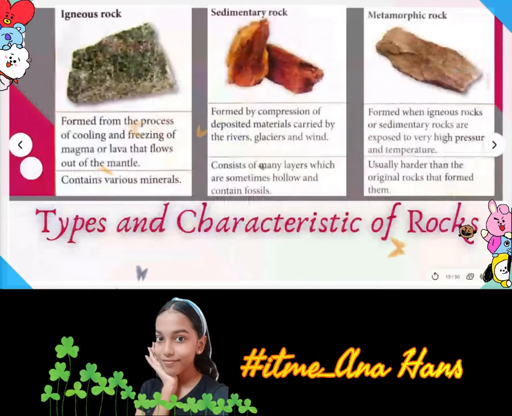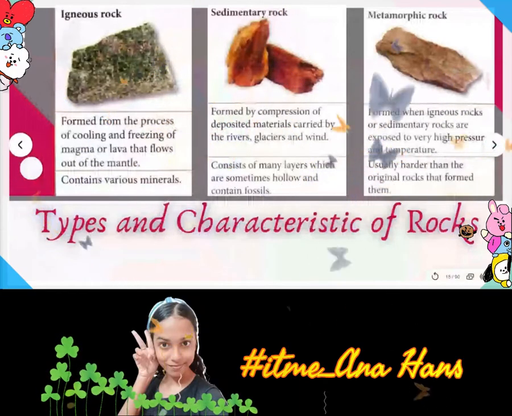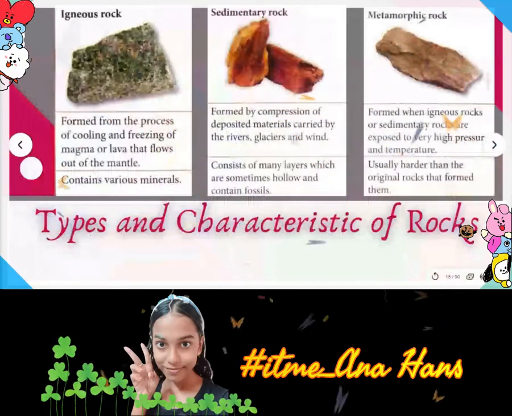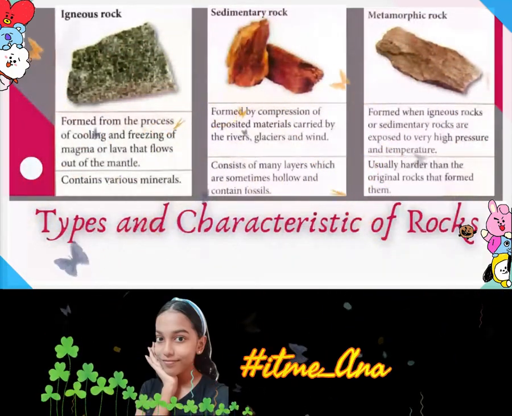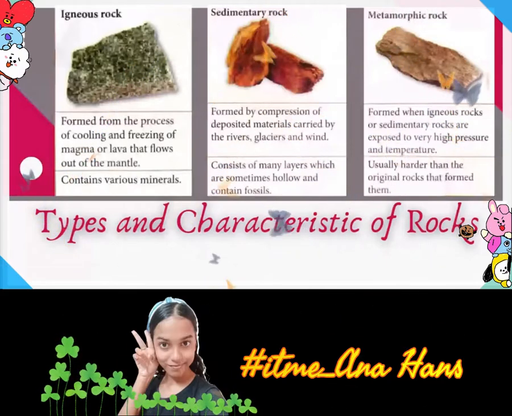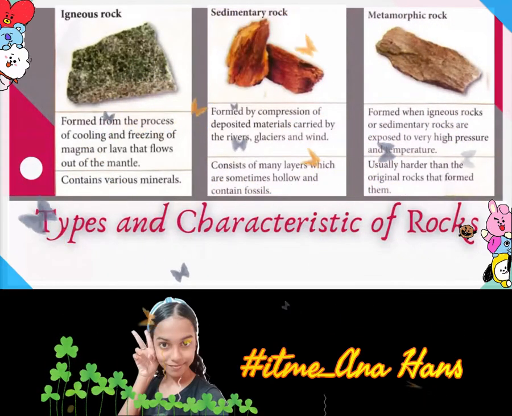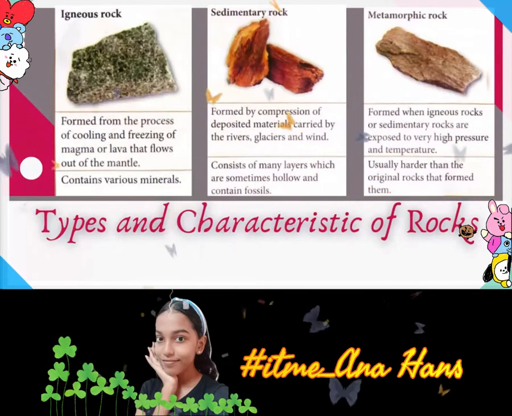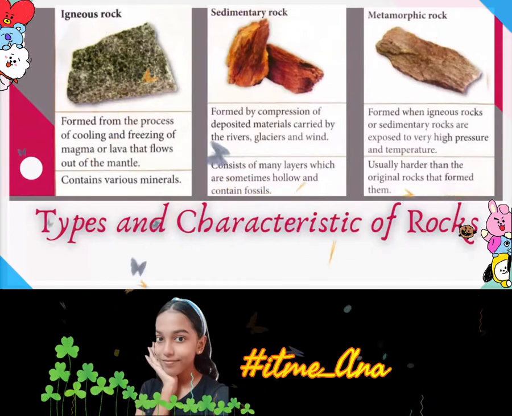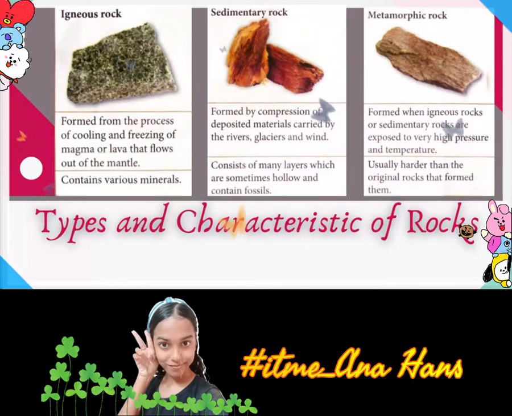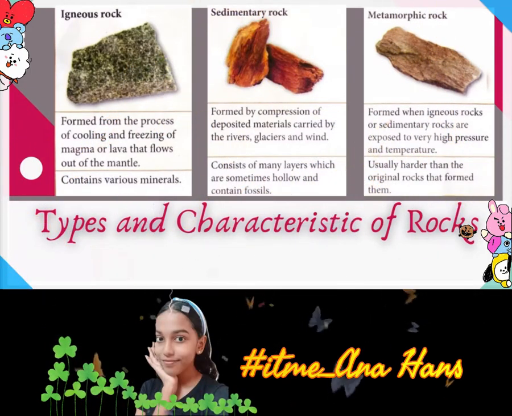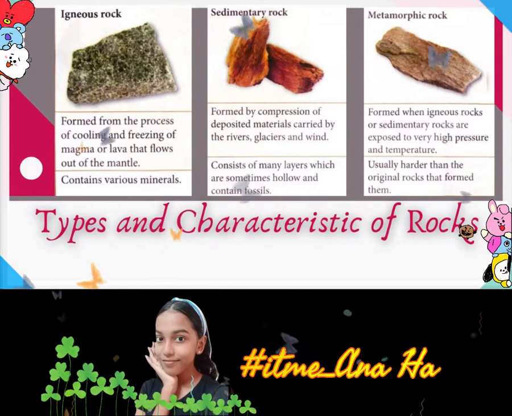Okay, so we're going to learn about types and characteristics of rock. There are three types of rock, which are igneous rock, sedimentary rock, and metamorphic rock. So igneous rock is formed from the process of cooling and freezing of magma or lava that flows out of the mantle. These rocks were once liquid magma that erupted from volcanoes. They cooled very quickly, which is why the crystals are usually very small. So examples of igneous rock are basalt and granite. It contains various minerals.